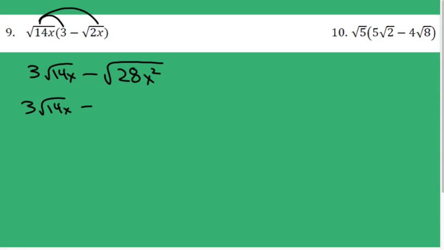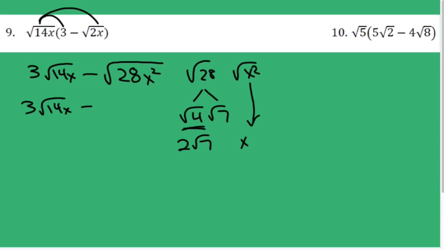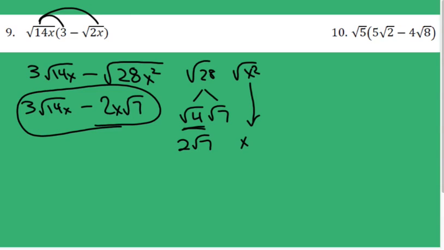I can split up 28. I'm going to split up square root of 28 into square root of 4 and square root of 7. And I chose 4 because it's a perfect square root. So this is going to be like 2 square root of 7. Square root of x squared, we've already established, is just x. So this is really going to be 2x square root of 7. Again, all I'm doing is using that simplifying stuff that we did at the beginning of this unit. And I'm just kind of using it in a different way.